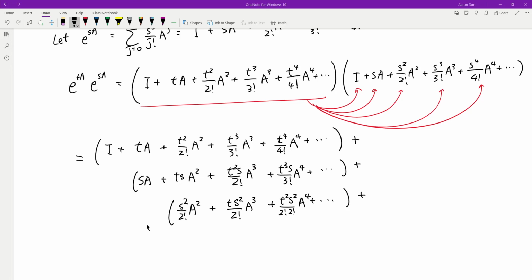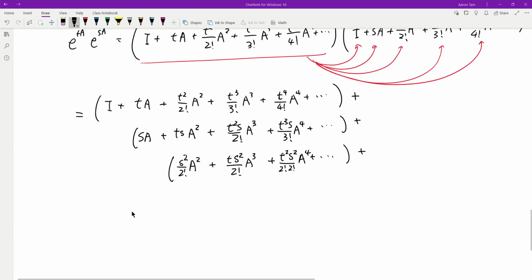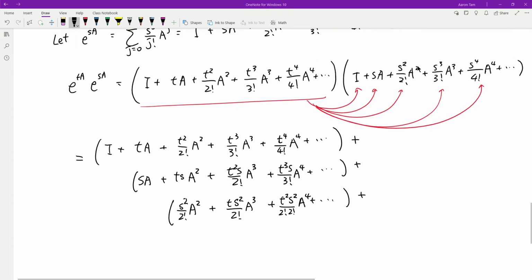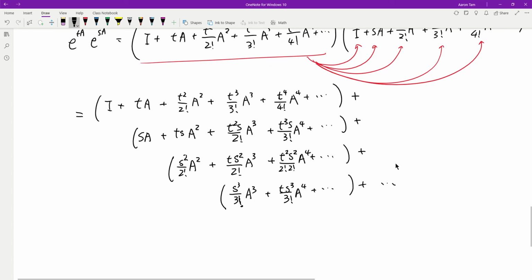All right, and maybe we'll do one more and see how this one goes. Plus, and now what I'm going to do is take all of these and multiply by the fourth term. So the first is I times s to the third over 3 factorial a to the third, plus the second term times the fourth term here would be ts to the third over 3 factorial a to the fourth plus dot dot dot, and then this sum continues on forever and ever.